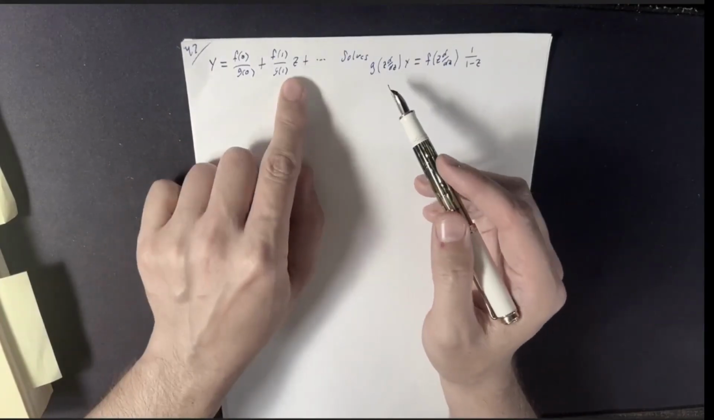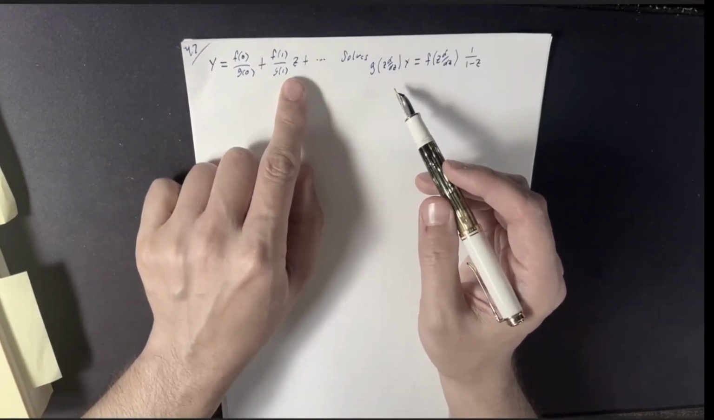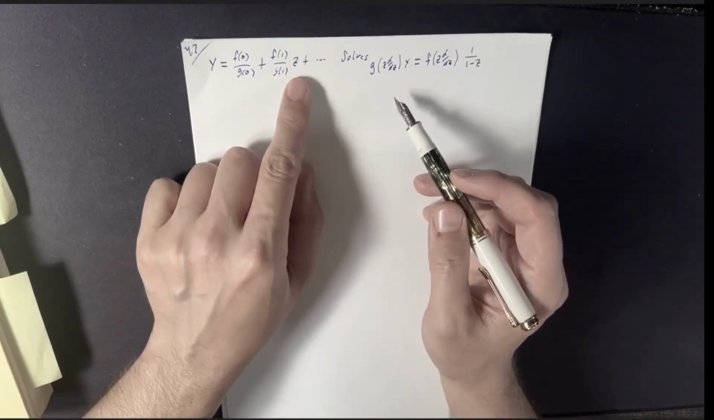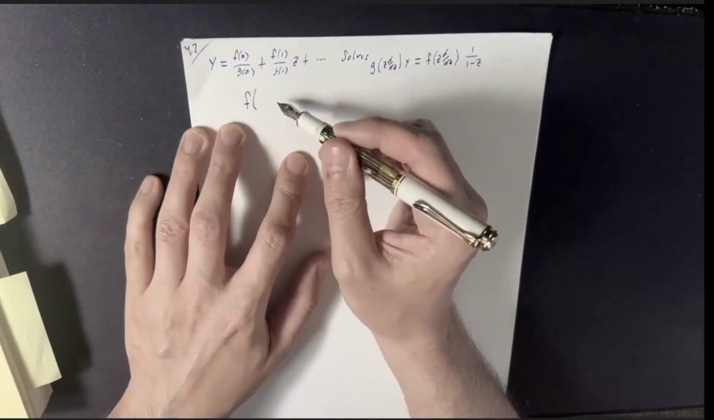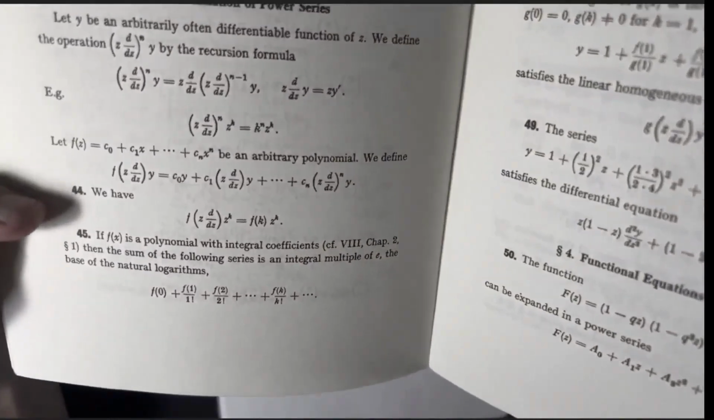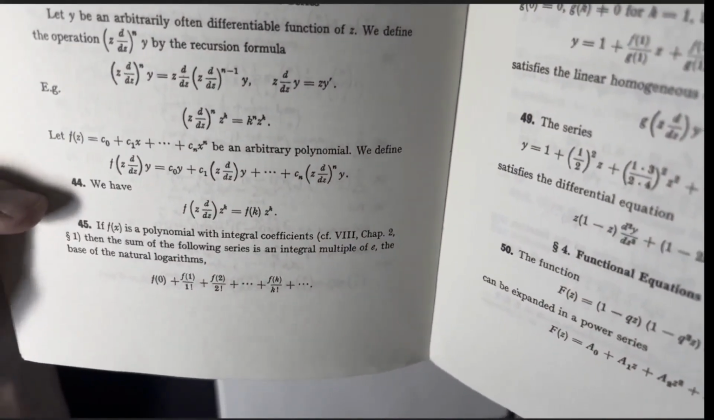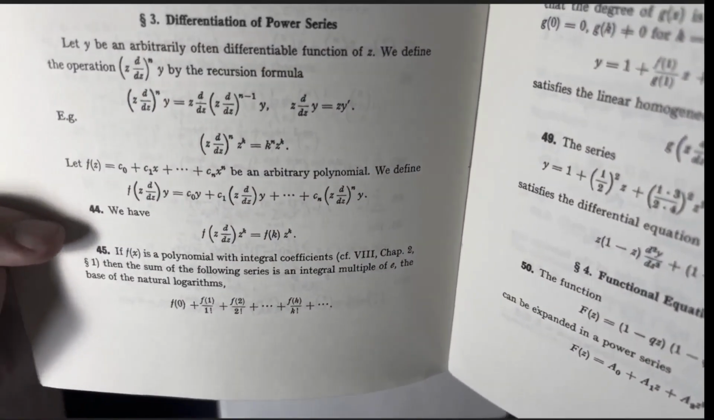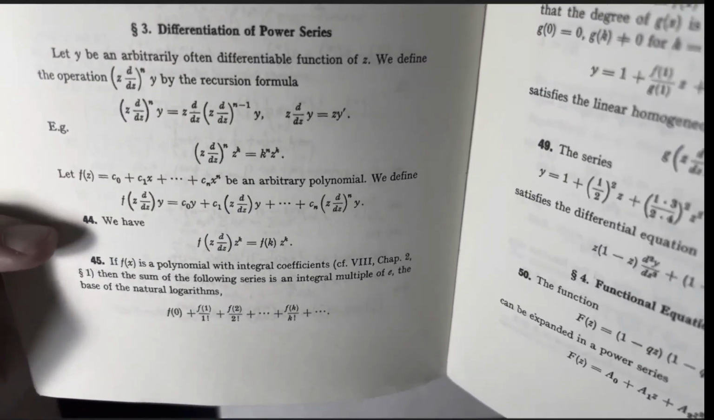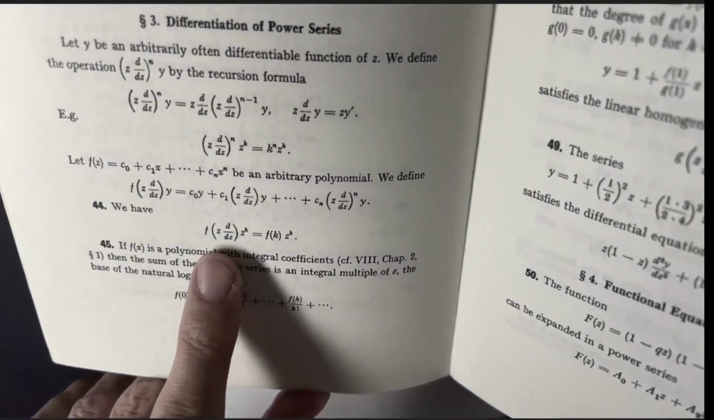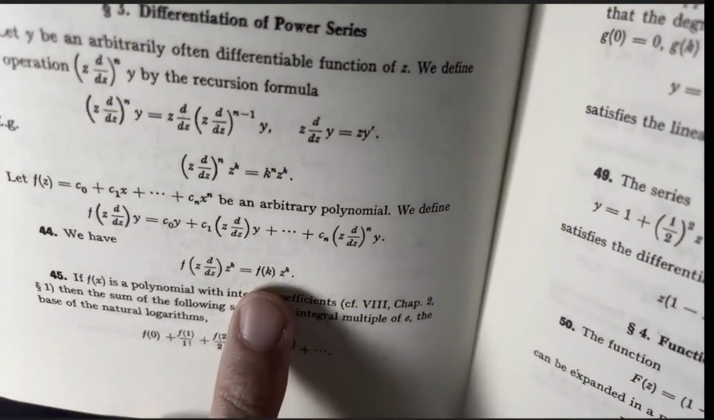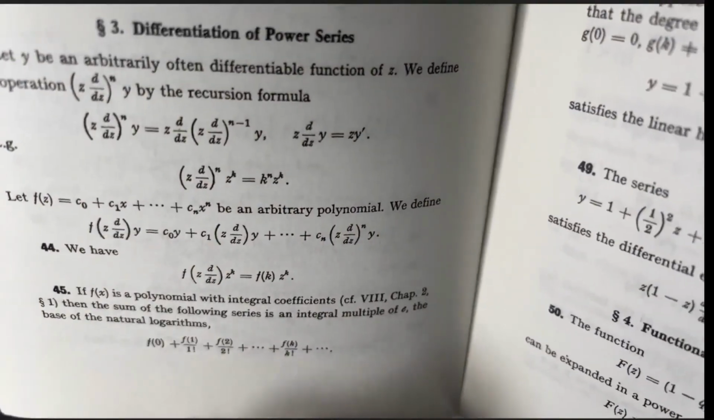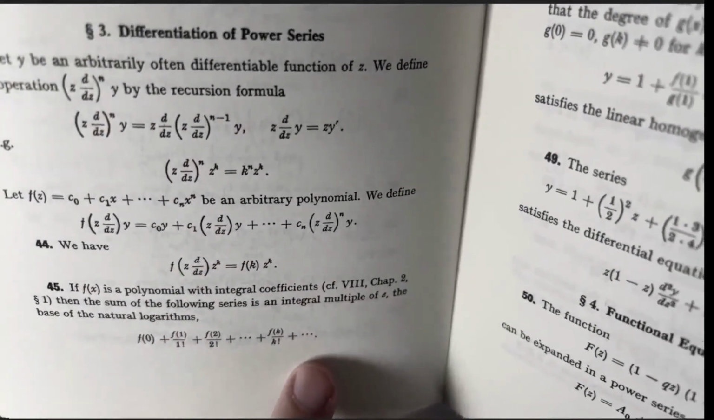So why would that be? Well, all of this is hinging on 44, that I proved last week at some point. If you have your polynomial differential operator and you apply it to a power, it just evaluates the polynomial at that power, at that exponent. So if you knew that, this problem becomes a lot easier.